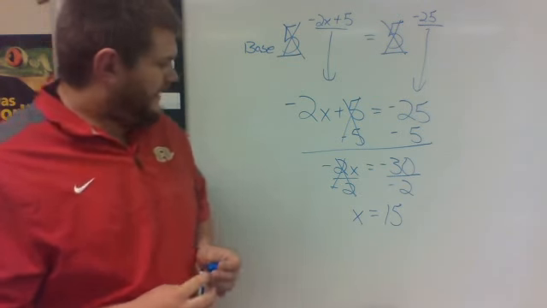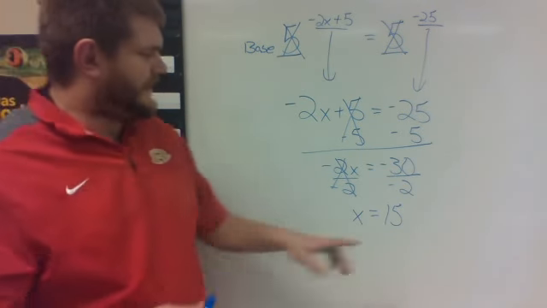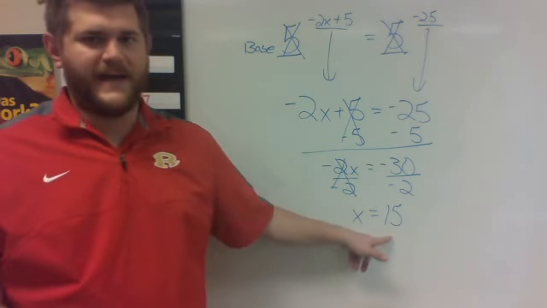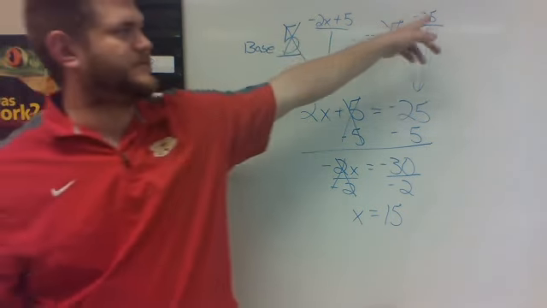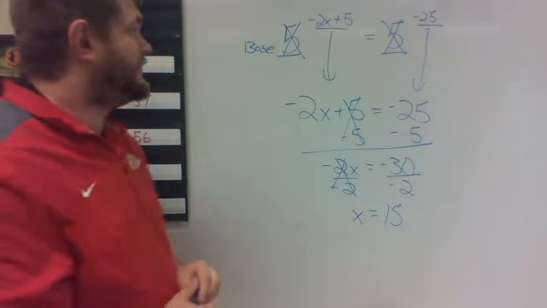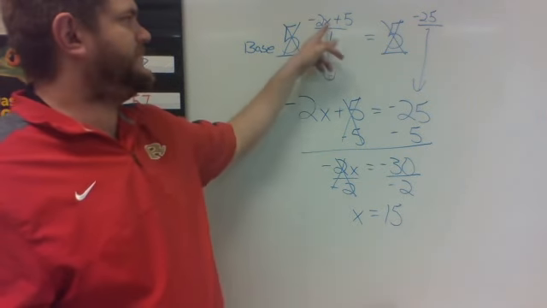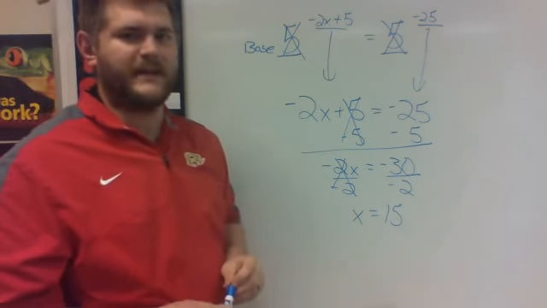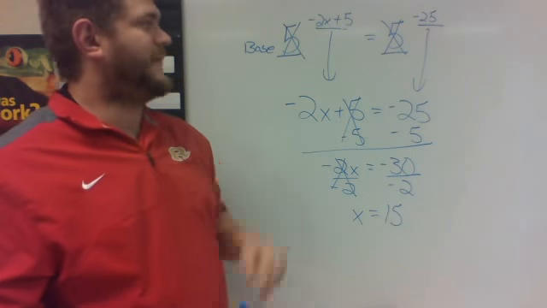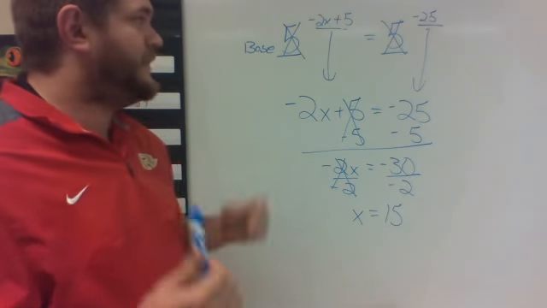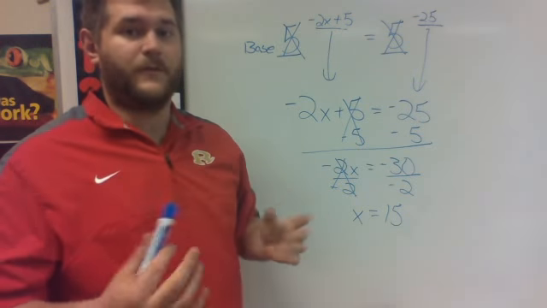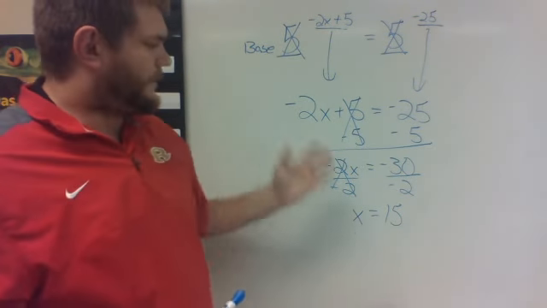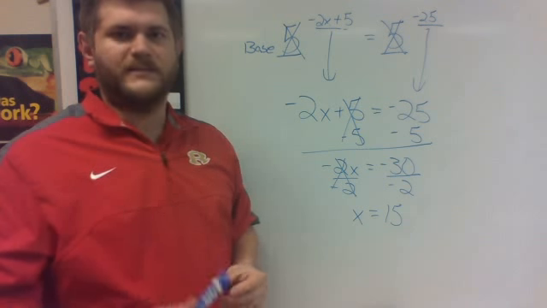When we solve our problems like this, what we can do is we can also take this number that we find for our x and plug it back in to this x and see if it's equal to the exponent on the other side. So if we do that, we can take 15. 15 times negative 2 is going to be negative 30. Negative 30 plus 5 is going to give us negative 25. So the question then becomes, does negative 25 equal negative 25? Of course. So we know that our problem is solved correct, and we can move on to the next problem.